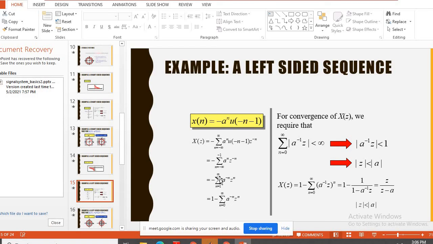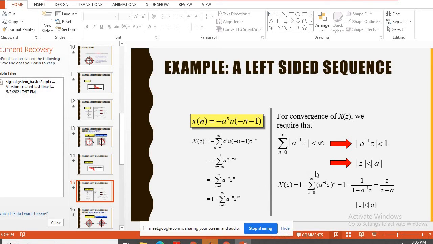So 1 upon 1 minus alpha, that is a formula. So when we need 1 upon 1 minus alpha, then sigma of alpha raised to n, n equal to 0 to infinity. So alpha is this term, all this a raised to minus 1 into z. Okay, so here we will write a raised to minus 1 into z.